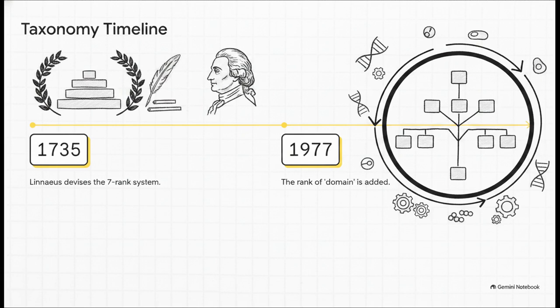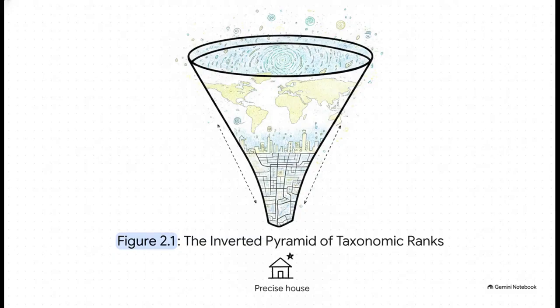But biology is always advancing. It wasn't until way later, in 1977, that we realized we actually needed a brand new, higher, overarching category. So we added the rank of domain right to the very top. This structure operates brilliantly as a zoom-in funnel. It starts incredibly broad at the top and then filters down to be incredibly specific at the bottom.